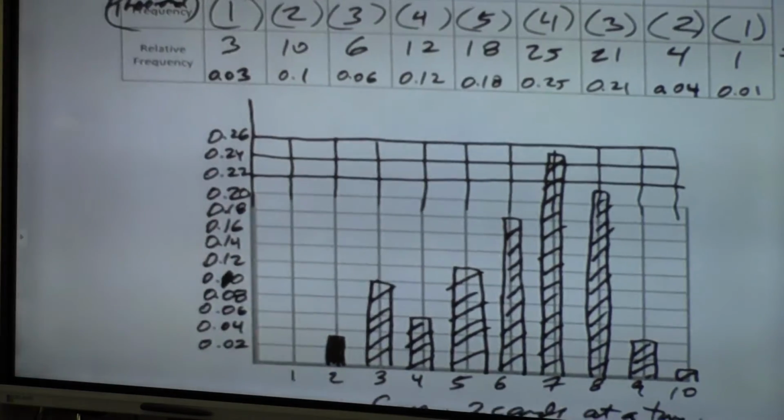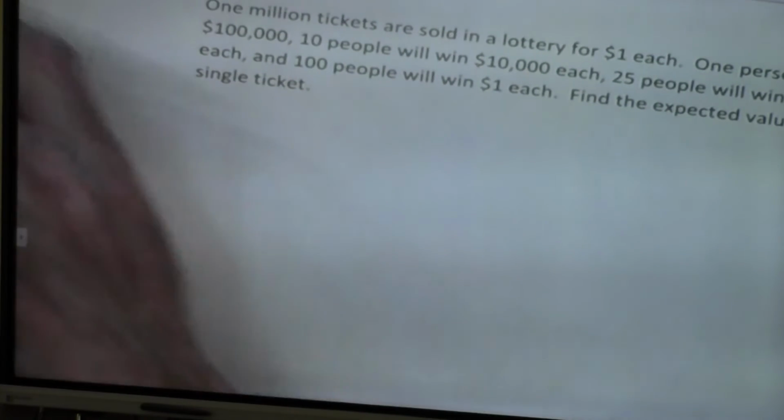10-3, where we're on time. Good. So let's do the third page of this one, which is expected value.